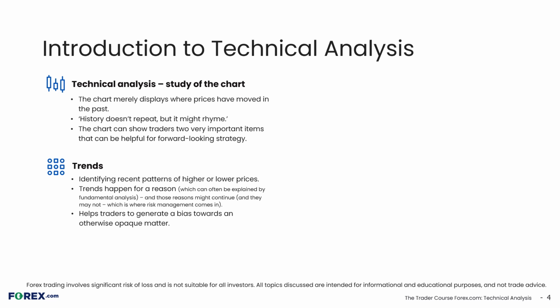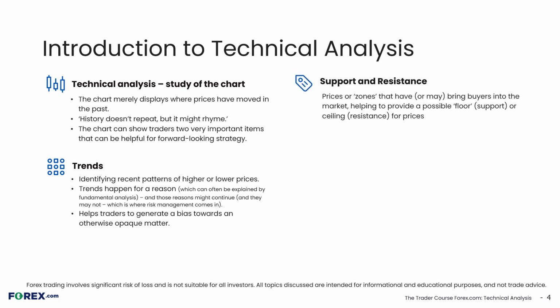The other aspect of technical analysis that's of importance is support and resistance. Support and resistance is simply a price or a zone that's had or may have a tendency to bring buyers or sellers into a market. This doesn't mean that it will always set a floor or a ceiling for price, but it does show the trader something that potentially might happen. And when setting up a trading strategy, potentially may be enough for that trader to generate an idea.